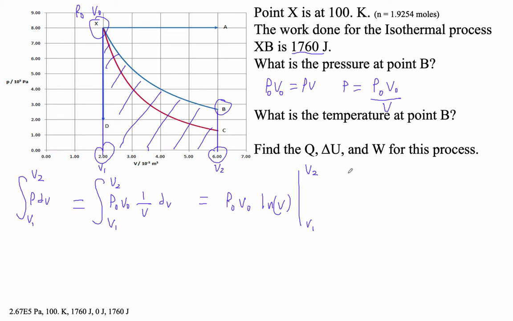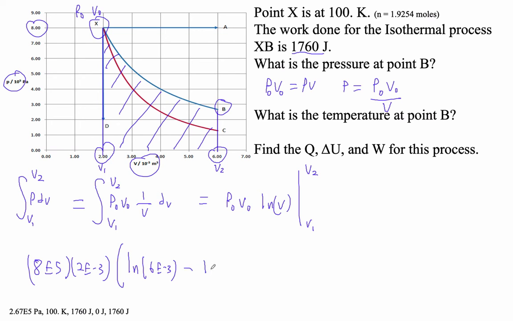We ought to be able to get that. Let's see if we do. Hopefully we do. Okay, so P naught V naught is 8 times 10 to the 5th and 2 times 10 to the minus 3rd. So 8 times 10 to the 5th, times our initial, I'm just making this expression, 2e minus 3. And then we're going to go ln 6e minus 3 minus ln 2e minus 3. So V2 is equal to 6e minus 3, V1 is equal to 2e minus 3. I'm just reading the graph.